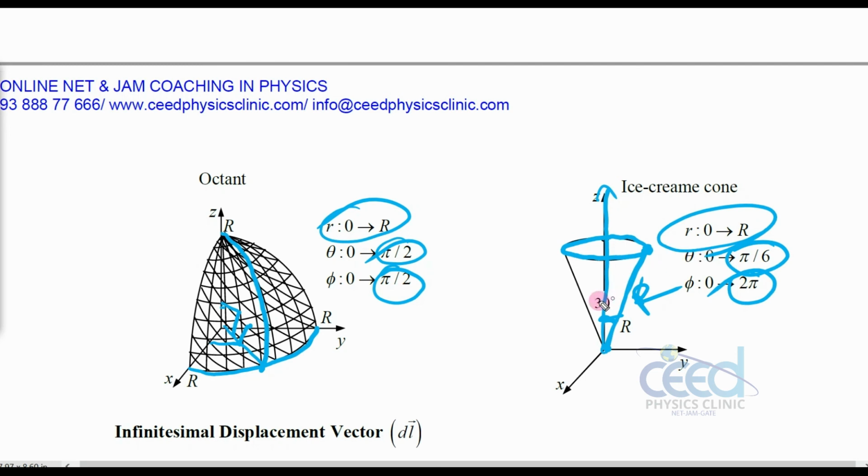So this way, based on the different figures, we can select the range of r, theta and phi. This is all about spherical polar coordinates. In the next session we will discuss how we can represent area, displacement and volume in spherical polar coordinates. Thank you.